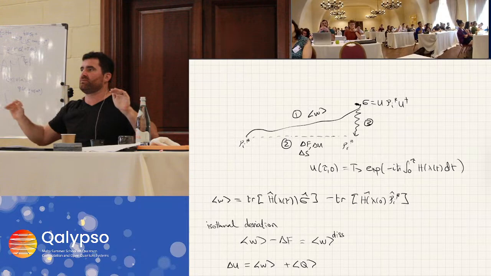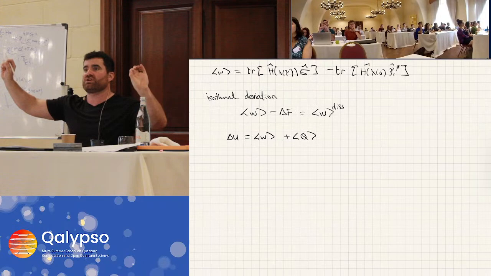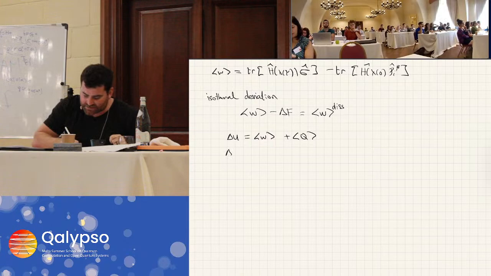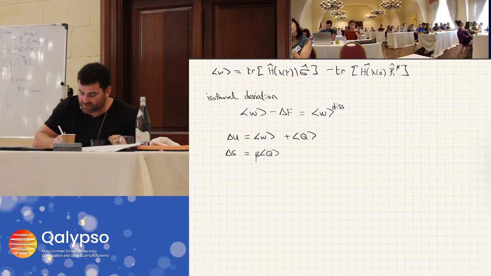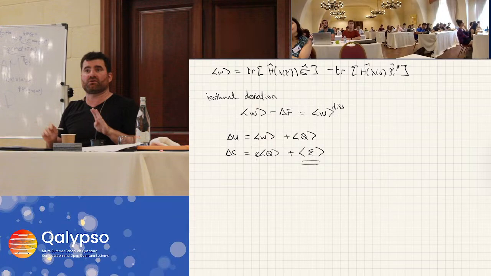So the question now is, can we make some statement regarding the excess energy, this dissipative work, and how does it appear within the context of the thermodynamic laws? Very simple. The first law says delta U, the energy change along the path, is the sum of two path-dependent quantities, the work and the heat. Delta S, the entropy change of the system, is given by beta times Q plus, in general, this term which I call big sigma. This big sigma is the irreversible entropy produced, which would be zero in an isothermal process.